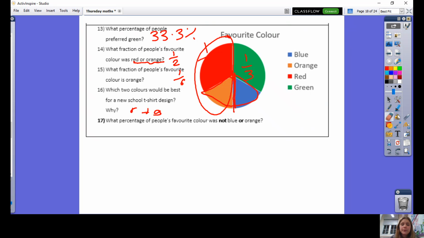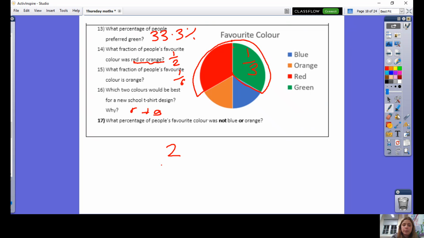What percentage of people's favourite colour was not blue or orange? I'm looking for the percent of people who did not choose blue or orange. So that'd be red and green. I know red and green are both 1/3. If you didn't get this one before, have a go now.